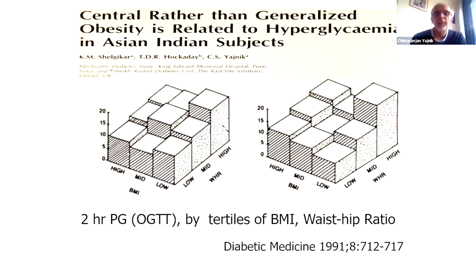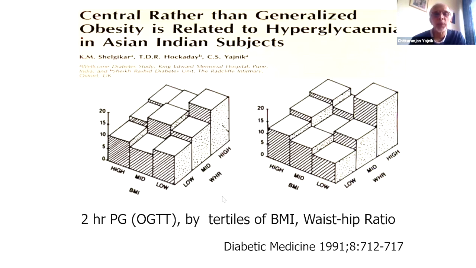This was the first paper we published in 1991 from the Wellcome Diabetes Study. And what it said was that central rather than generalized obesity is actually related to high glucose in the Asian Indian subjects. And you can see here the two graphs about BMI, which is a measure of obesity, body mass index, which is weight divided by height squared. WHR is the waist hip ratio.